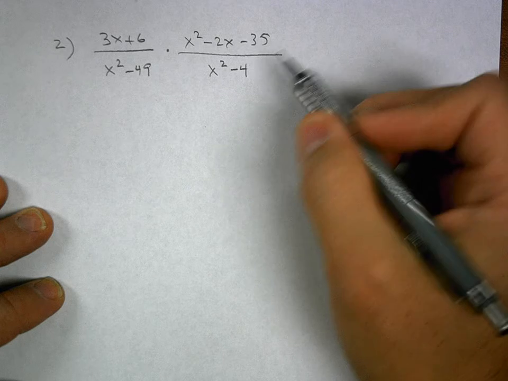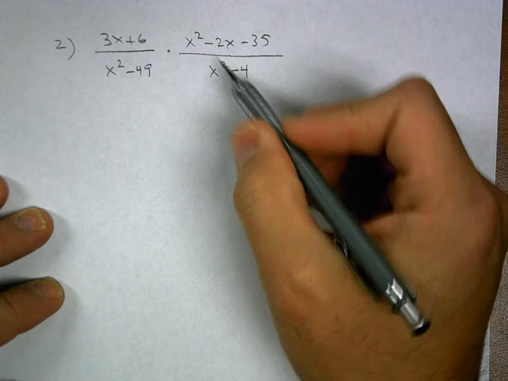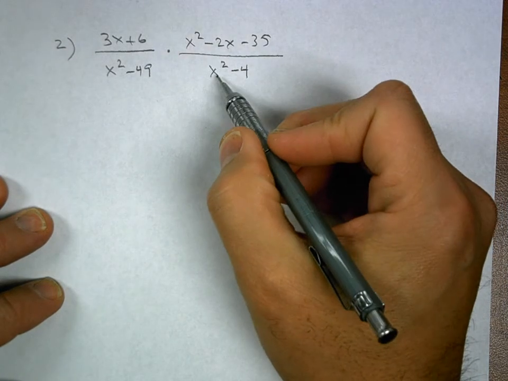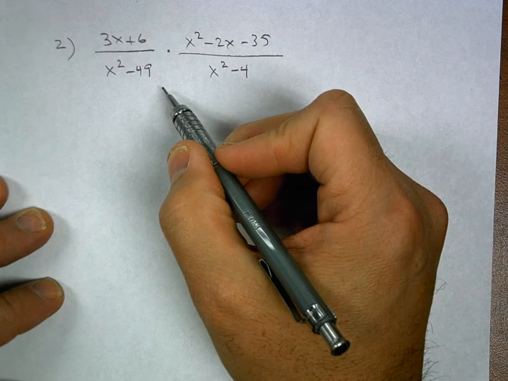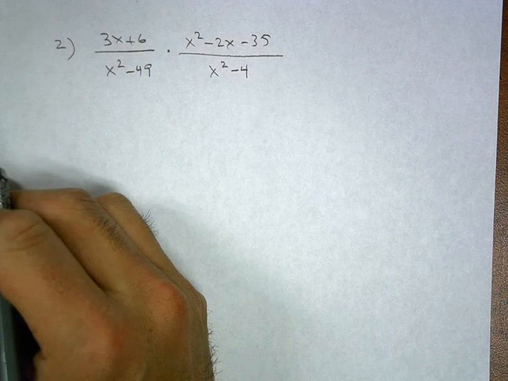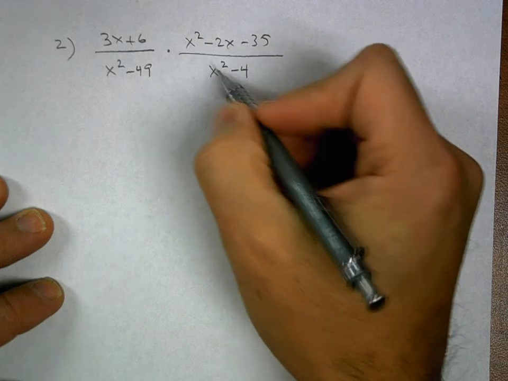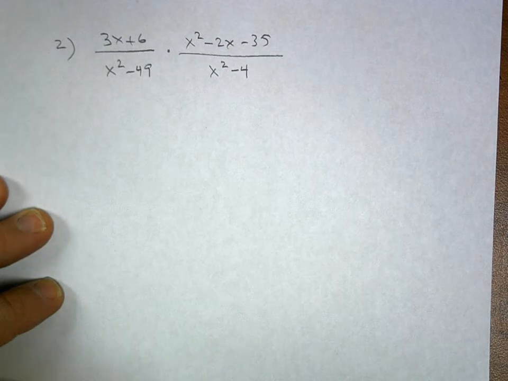Or can I reduce first the x squareds? No. How about the 4 and the 2? No, don't even think about it. Exactly, because these are terms. We cannot cancel terms.